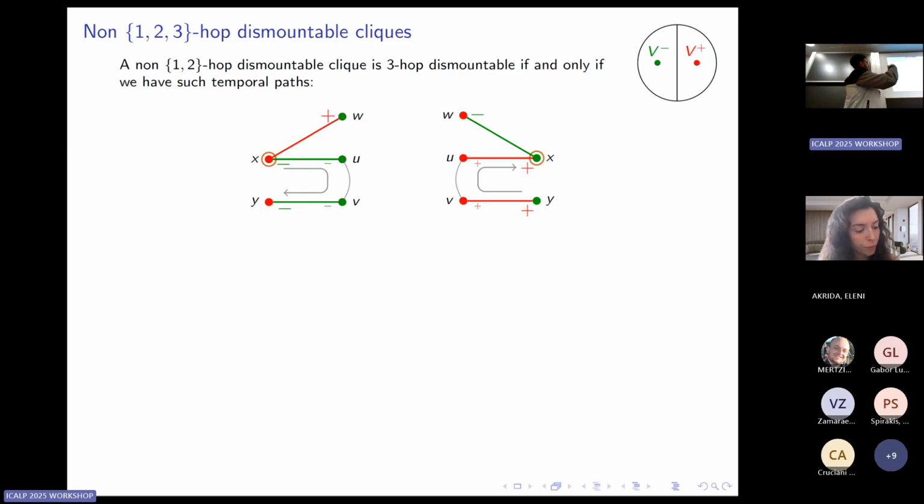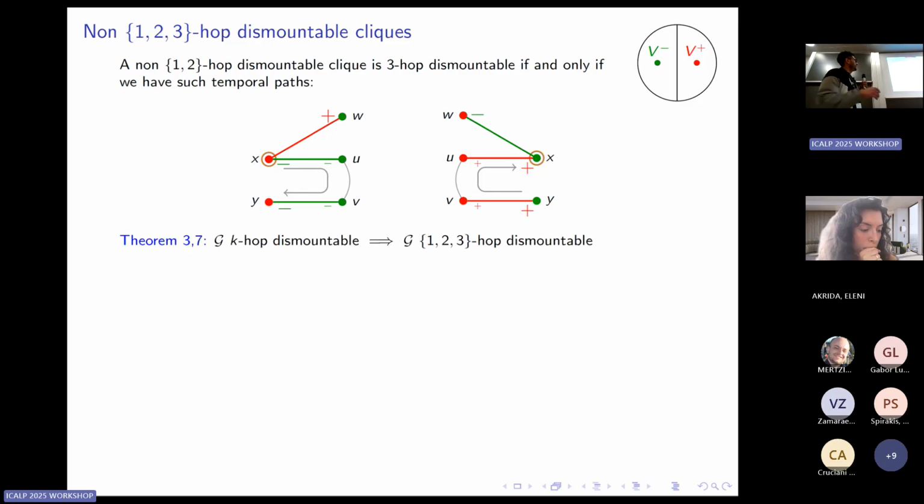And those two patterns are basically saying that if I pick two edges in the minus matching, let's look at the left figure, then the edge between the two vertices in V minus cannot be in between the times of these two edges, because otherwise I would have a three-op dismountable vertex. So if we forbid this, then the clique is not 1 to 3-op dismountable.